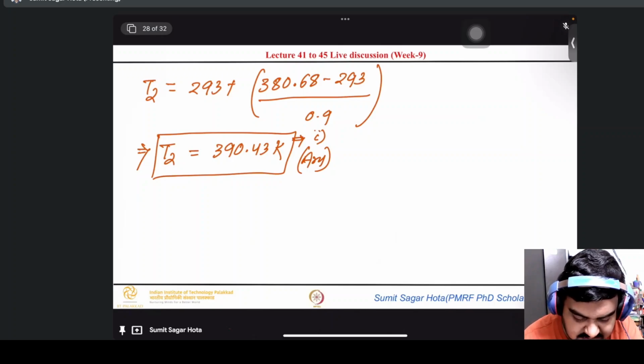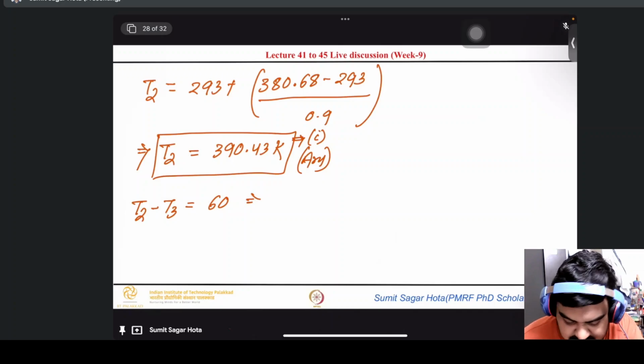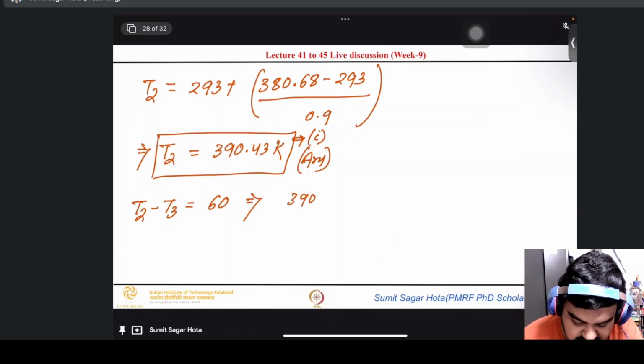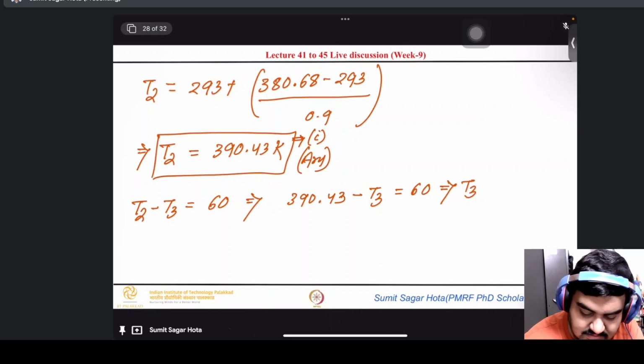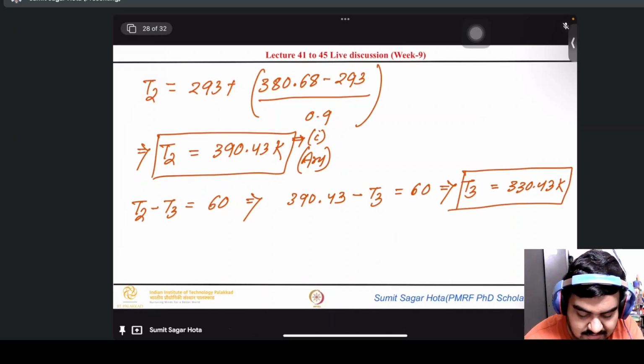So what is T2 minus T3? T2 minus T3 is equal to 60 Kelvin, or 60 degrees Celsius. Substitute T2 and find it in Kelvin, because T2 is in Kelvin. 390.43 minus T3 is equal to 60 Kelvin. So T3 is equal to 330.43 Kelvin. Okay, so now you have T3.